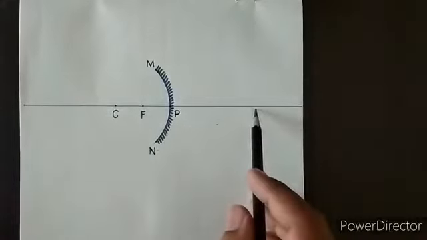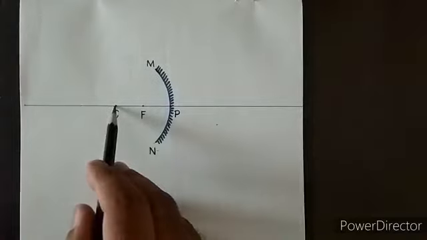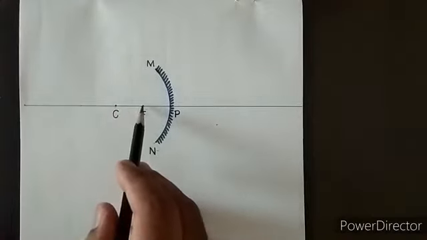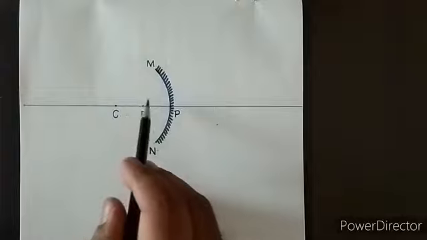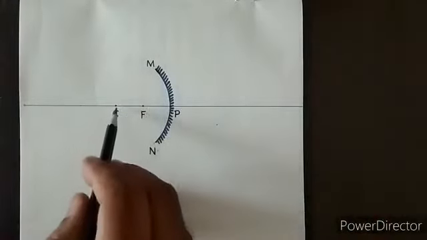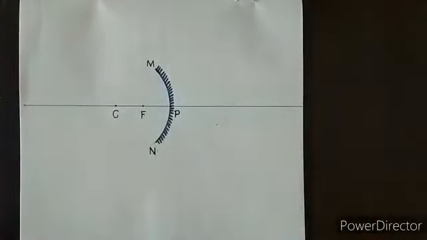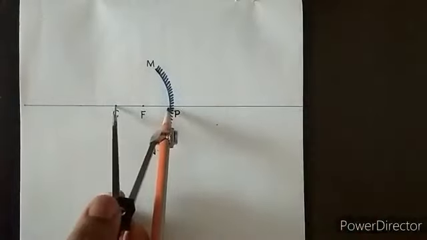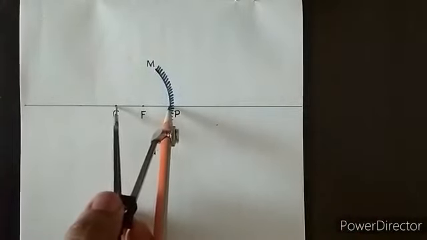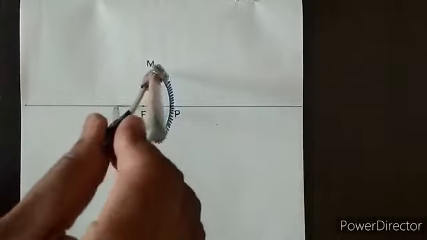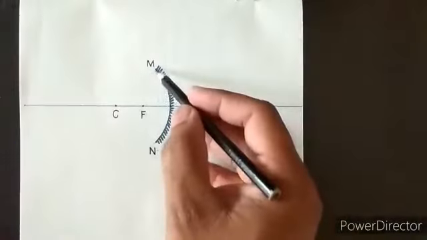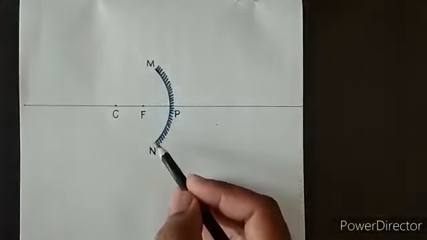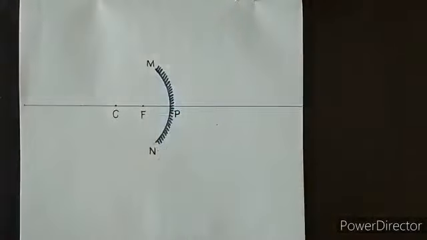So a straight line of any length, point C, and from C 2 centimeter F, and from F 2 centimeter you have P, but no need to mention that 2 centimeter. And then keep your compass at C and take the measure CP and draw the arc to get the mirror, that is the spherical mirror. This is a concave mirror.